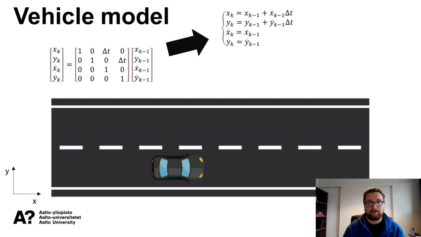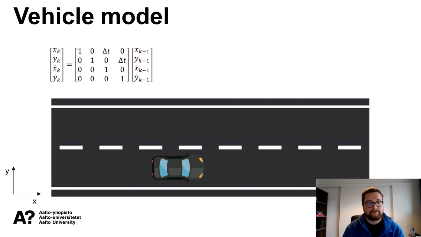All we are saying is that our next x coordinate is the last x coordinate plus the speed times the difference in time, and the same for the y coordinate. And we are saying that the velocity in the x direction at time step k is the same as it was at time step k minus 1. And for velocity in y direction, the same thing. So velocity in the y direction is the same at time step k as it was at time step k minus 1. Okay, yeah. So let's go back to the matrix representation.